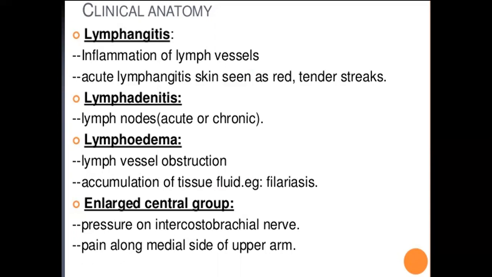There is accumulation of lymph fluid. And this is commonly seen in filariasis, a parasitic disease in which lymph vessels are blocked, and this leads to the enlargement of the lower limbs. The limbs swell a lot because lymph becomes obstructed and there is no way to get it out. Enlarged lymph nodes can be the central group of lymph nodes in the upper limb, along the medial side of the upper limb. They can be a sign of some carcinoma of the breast.